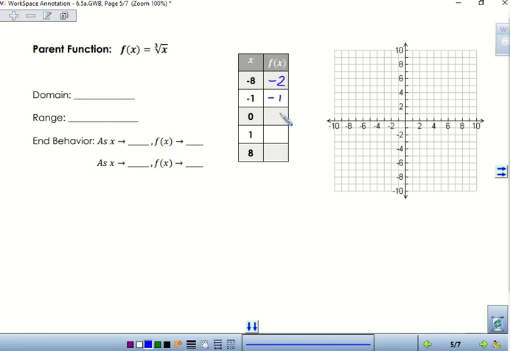Cube root of 0, cube root of 1, and cube root of 8. So remember, odd index roots you can take negatives of, just not even ones, because you can't have two different numbers, because to get a negative number you need to have an odd number of negative numbers multiplied together. So now we're going to plot those.